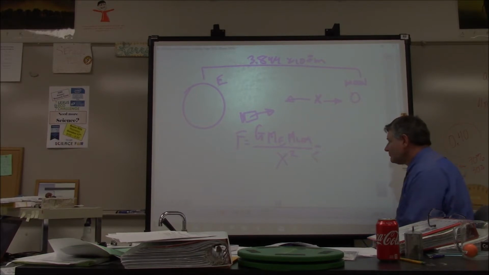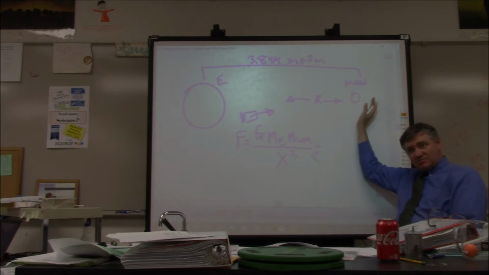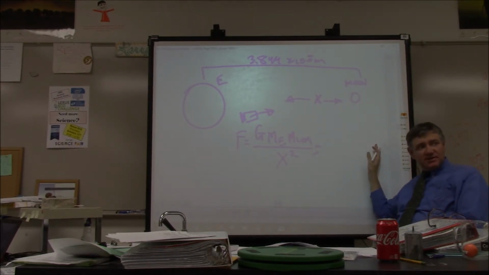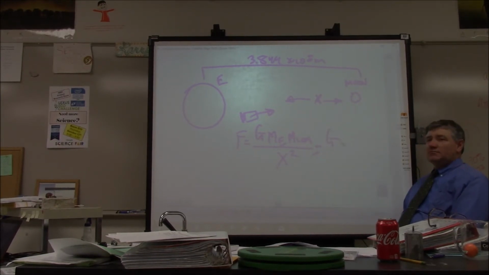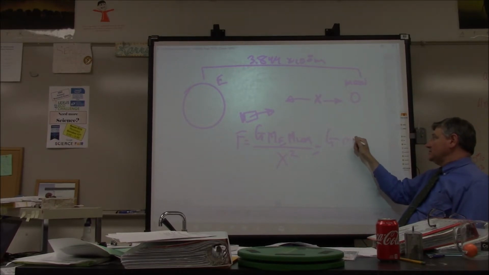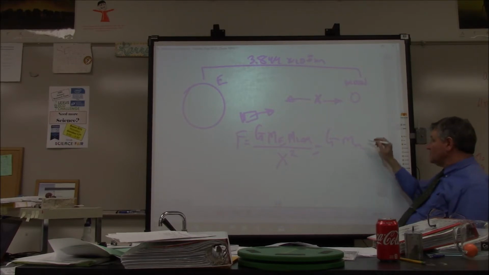Okay? Now, that has to equal the force going this way. So what three things do I need to find the force acting in this direction? Big G, the mass of the moon, and the mass of the lunar command module.